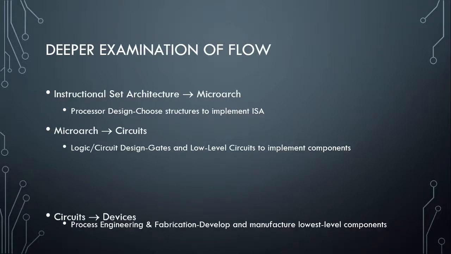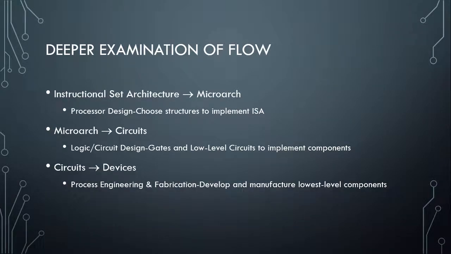From circuits, we start looking then at the actual devices, right? When we're talking about devices, this really gets into process engineering and fabrication. So what do they have to develop and manufacture for the lowest level components? What kind of chips need to be manufactured? Are we looking at getting the newest and greatest Intel chip? Maybe AMD? Some kind of third party? What are we going to be putting in here that's going to support the architecture, that's going to support the design for everything that we need for this demand?